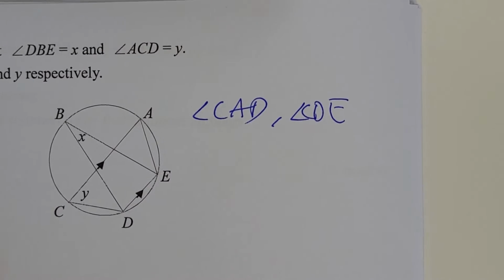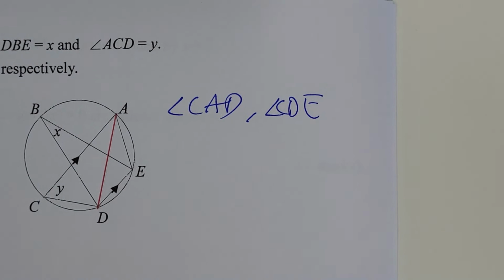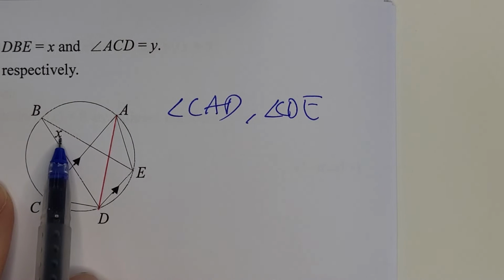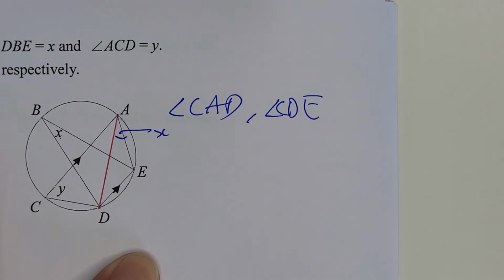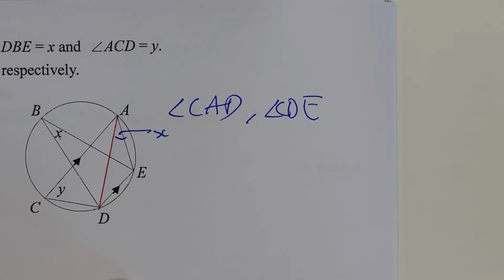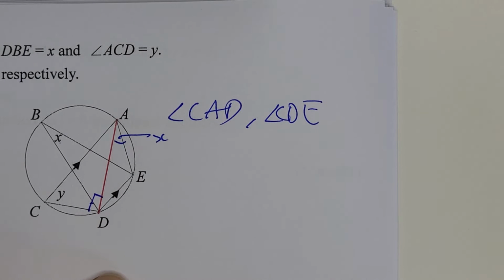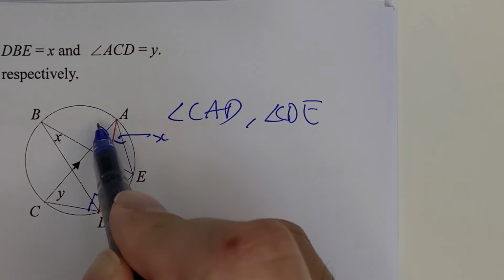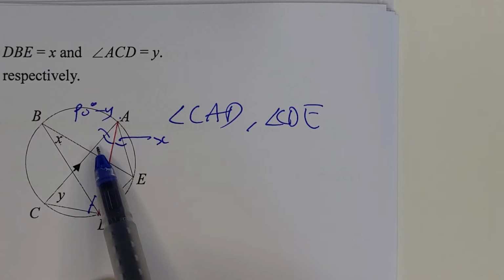Try to think, if I join the line AD, then you can see that this one is x, this one also equals x. Angles in the same segment, okay? And next, AC is the diameter, so here is the right angle. And then this one would be 90 degrees minus y. Therefore, you can find angle CAD in terms of y, okay? So it's 90 degrees minus y.